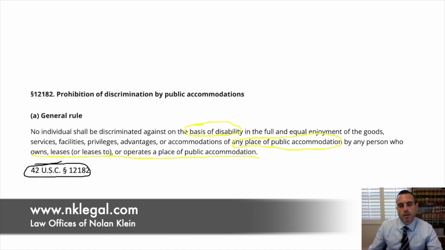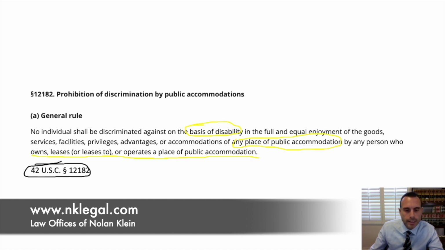So we're protecting people from being discriminated against on the basis of disability by any public accommodation. So that is who the law applies to. It prohibits discrimination by places of public accommodation against the disabled. And for purposes of the law, a place of public accommodation includes any person who owns the place of public accommodation, leases or leases to the place of public accommodation.